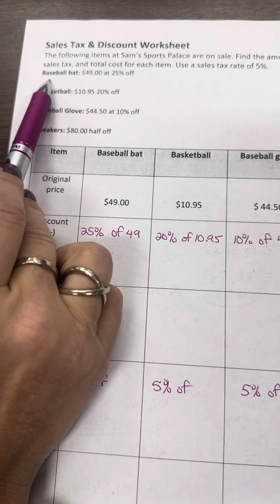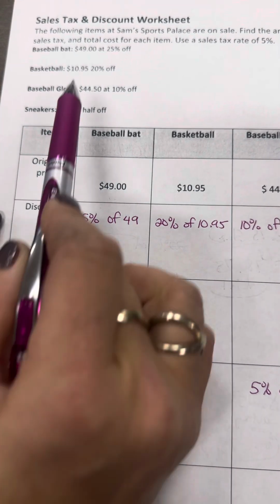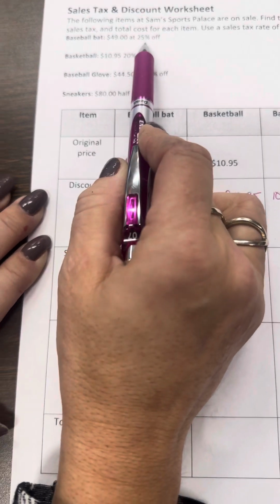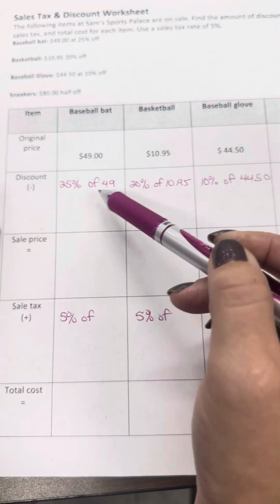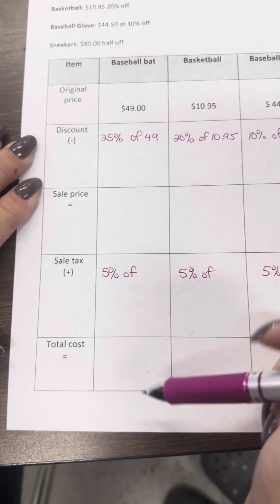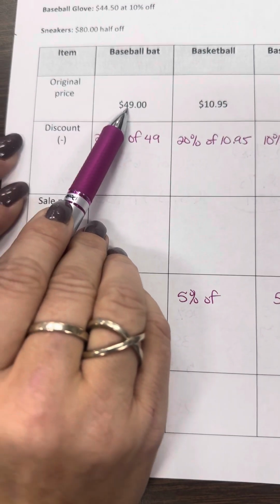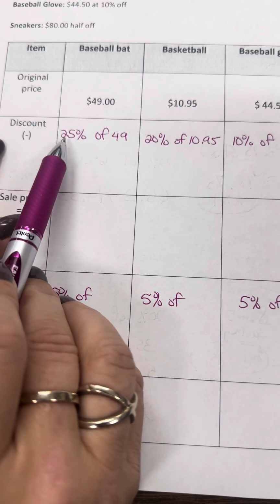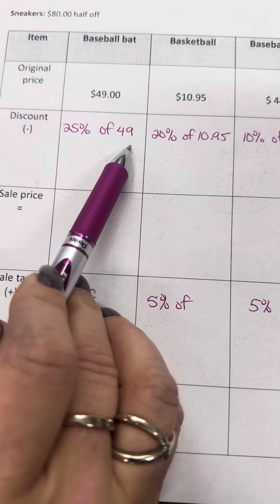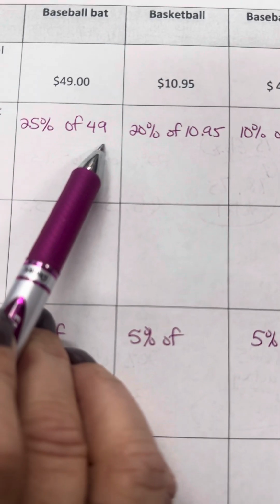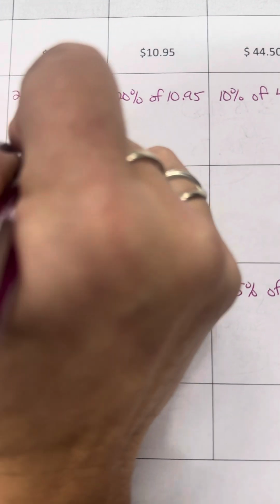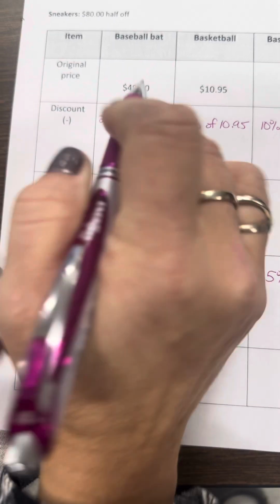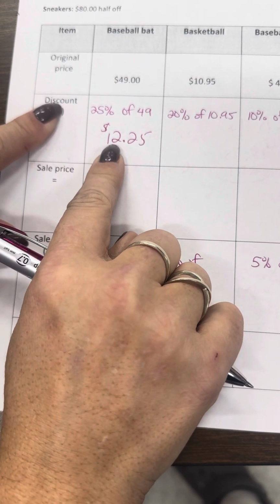They're saying the baseball hat, which is the one we're going to do in this first column, is $49 and it's 25% off. So we're going to go through each of these steps as a column. The original price is $49. The first thing we need to figure out is how much we're saving. So 25% of 49, if you plug that into Desmos, you would get $12.25. That's the amount of discount.